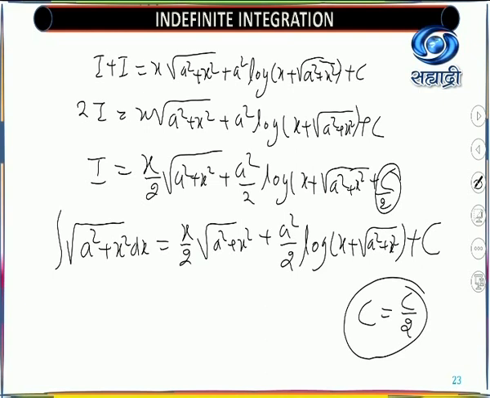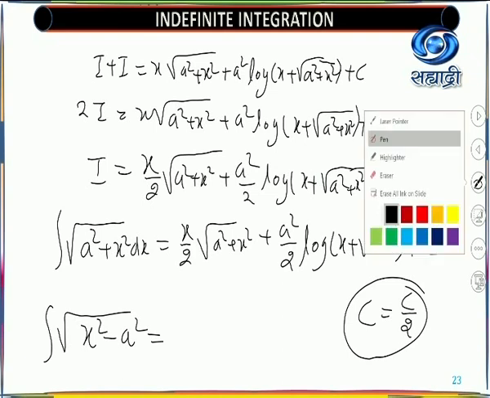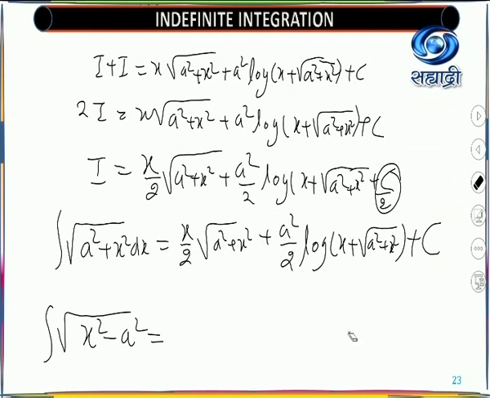Similarly, in place of minus plus, you are able to use minus. That is nothing but integration of root x square minus a square. You will get the same value. That is, I am able to write here, I have given that formula also. So what was that? It is x by 2.